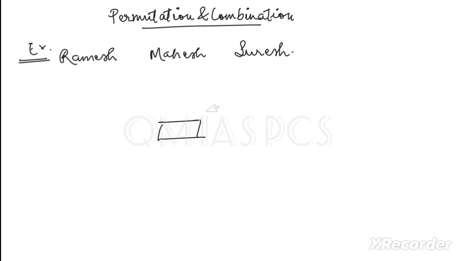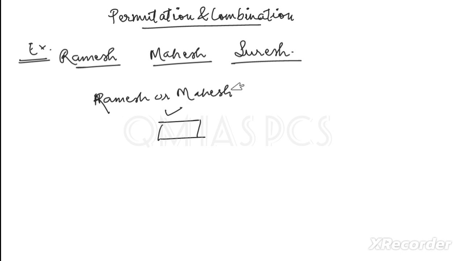So we want to know in how many ways this can be occupied by one boy out of Ramesh, Mahesh and Suresh. It is clear from the following figure: either Ramesh or Mahesh or Suresh will occupy this chair. So the number of ways for this work is 3. Are you getting this?